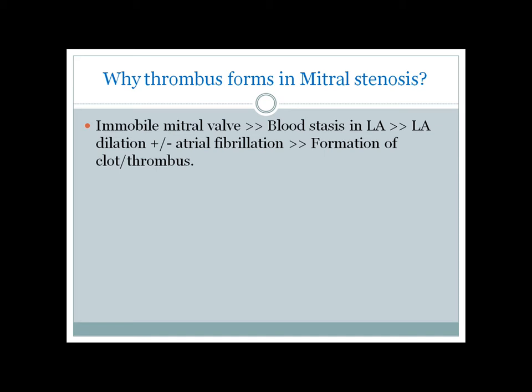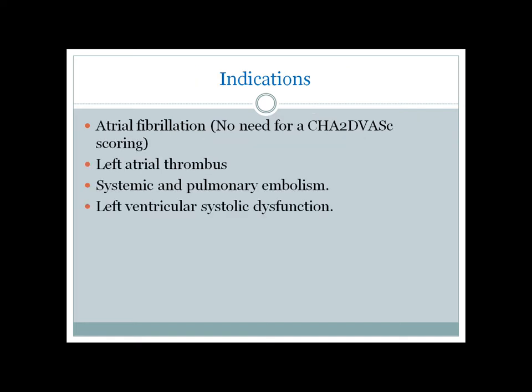The idea here is that in mitral stenosis the mitral valve is immobile. The valve area is reduced, so the blood cannot flow from the left atrium to the left ventricle very well. So the blood backs up, or blood stasis occurs in the left atrium, and the left atrium gets dilated, and it might or might not result in atrial fibrillation. And this combination of left atrial dilation along with atrial fibrillation increases the risk of formation of a clot, or thrombus, inside the left atrium.